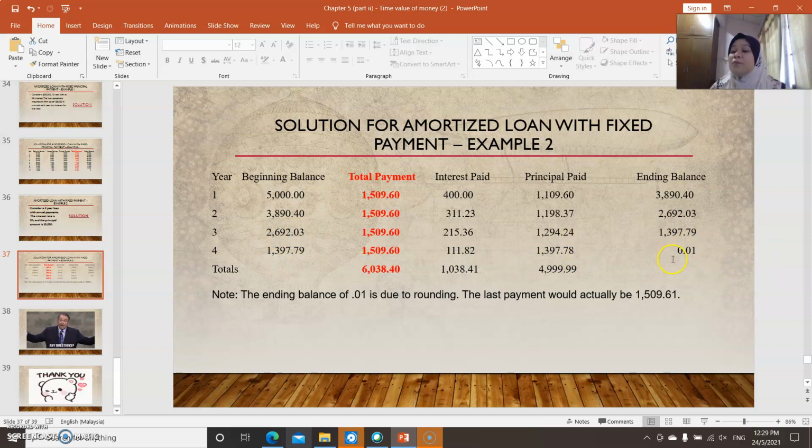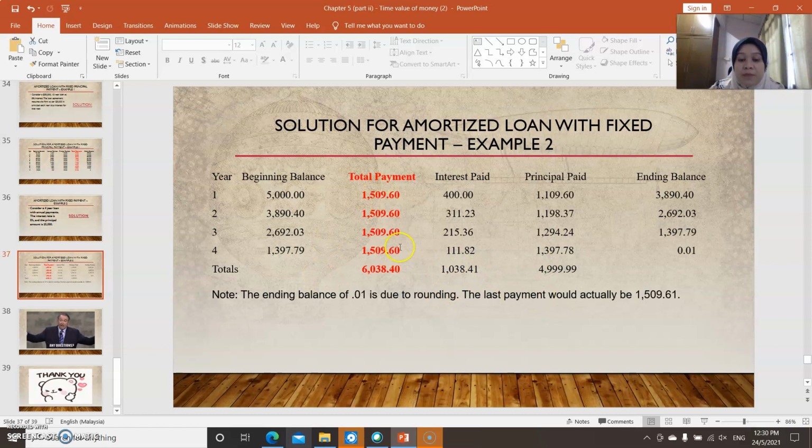So this actually will become 0, but because of the decimal points, that's why it becomes like this. Okay, so if you see here the note, the ending balance is 0.01, which is 1 cent. The 1 cent is due to rounding. Because you round your decimal points, that's why it becomes 0.01. Actually, it should become 0, because at last you should have finished paying all your loan amount.